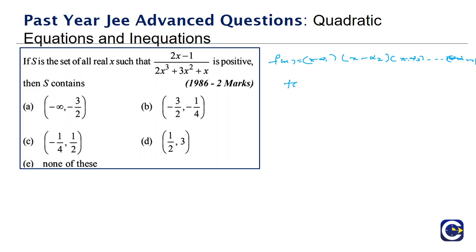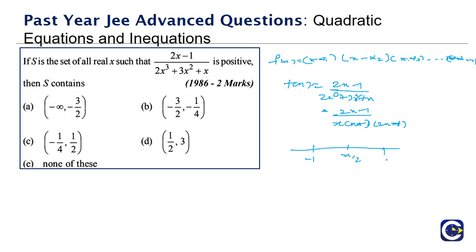So if you consider f of x is nothing but (2x minus 1) by (2x cube plus 3x square plus x). You can write this as (2x minus 1) divided by x into (x plus 1) into (2x plus 1). So if you write this on a number line, what you'll get: minus 1, minus half, 0, and half. This is minus infinity, this is infinity.